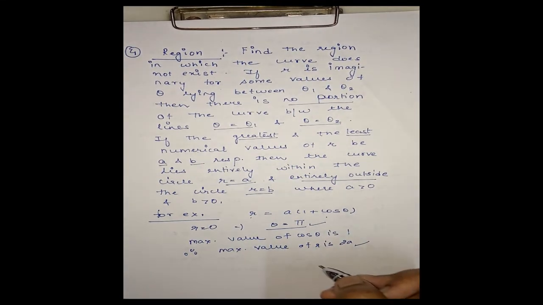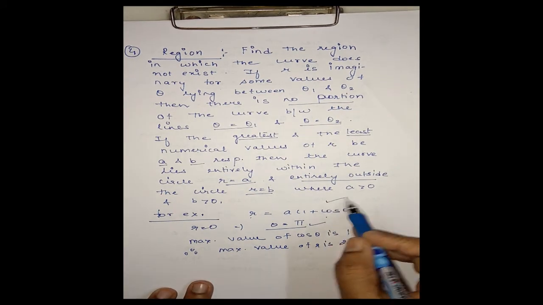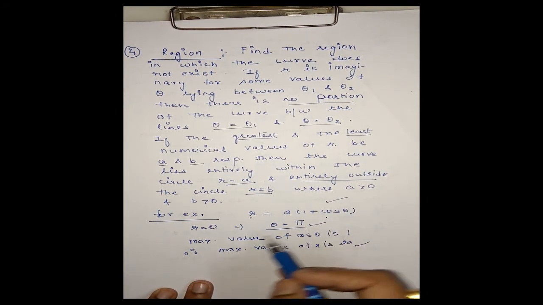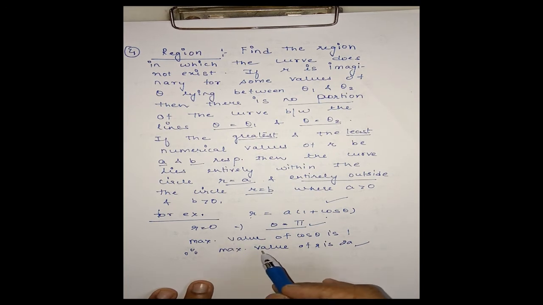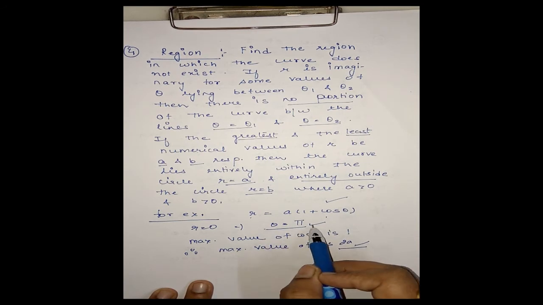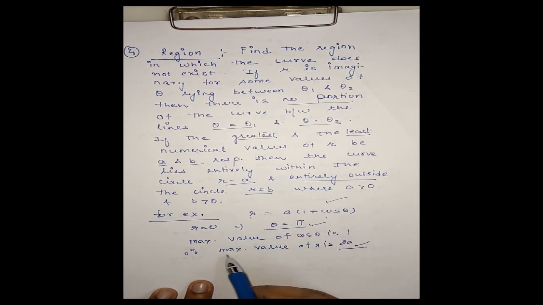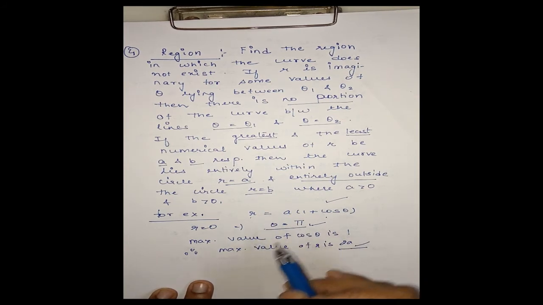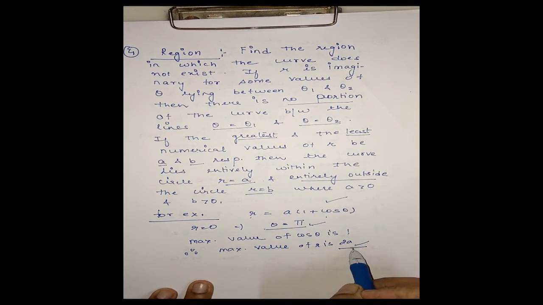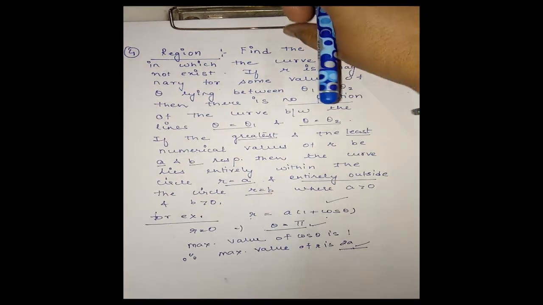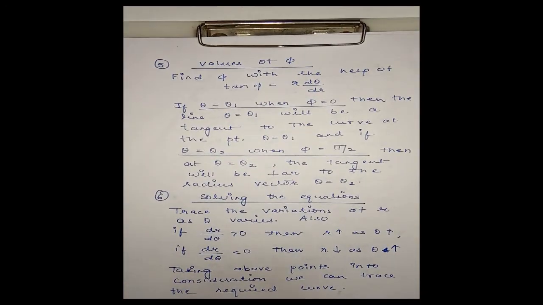That means I can say this particular curve lies within a circle whose center is at the pole and whose radius is 2a. I can say this since it passes through the pole, passes through the origin, and the maximum value is 2a. This is my region. Okay, next we have to find the region where my curve lies or where it does not lie. Okay, in the next step we have to find the values of phi.